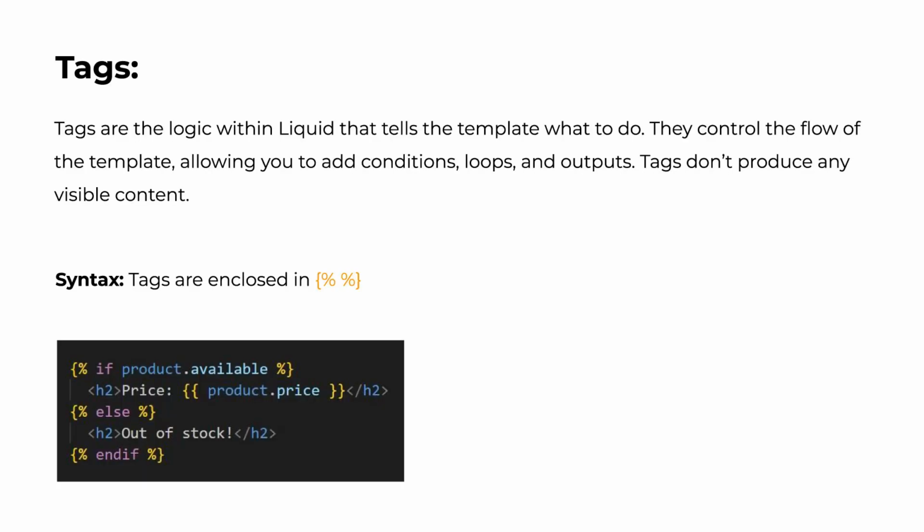Let's start with tags. Tags are the logic within Liquid that tells the template what to do. They control the flow of the template, allowing you to add conditions, loops, and outputs. Think of tags like the director of a movie. He controls everything behind the scenes, but we don't see him on the screen. You will see tags enclosed in curly brace parentheses, and they don't output visible content themselves, but they control what is shown on the website.